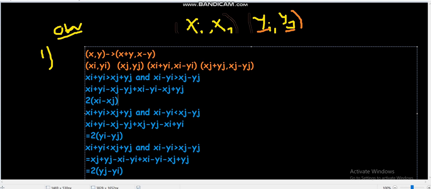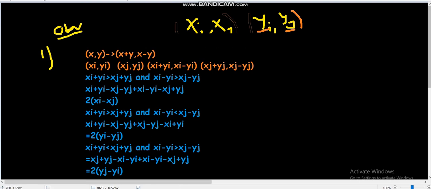I think you are getting it, right? What I am trying to say. I think you are getting it. That the conditions will be nothing but 2 into xi minus xj or 2 into yi minus yj. These conditions are nothing but when we are considering the Chebyshev distance such that xi greater than xj, like that. Okay.